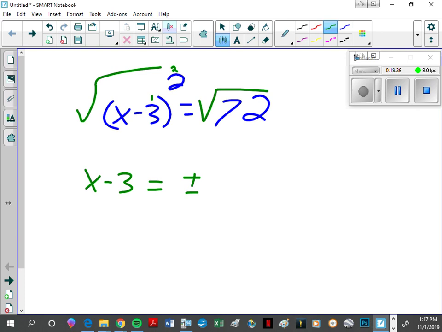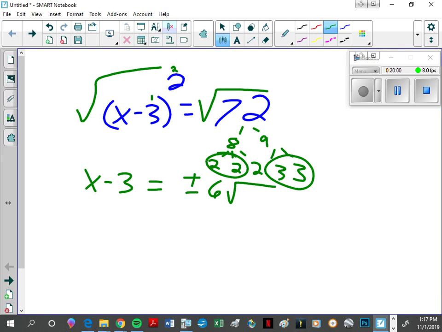So 8 and 9. 8 is made up of 2 times 2 times 2, and 9 is 3 times 3. Are there any pairs? Pair of 2s, pair of 3s. What goes on the outside? 2 times 3, which is 6. What stays on the inside? 2.